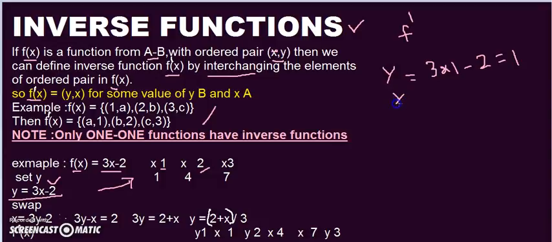The y is equal to 3 multiplied with 2 minus 2, which is equal to 3 into 2, 6 minus 2, which is 4. So my y value will be 4.